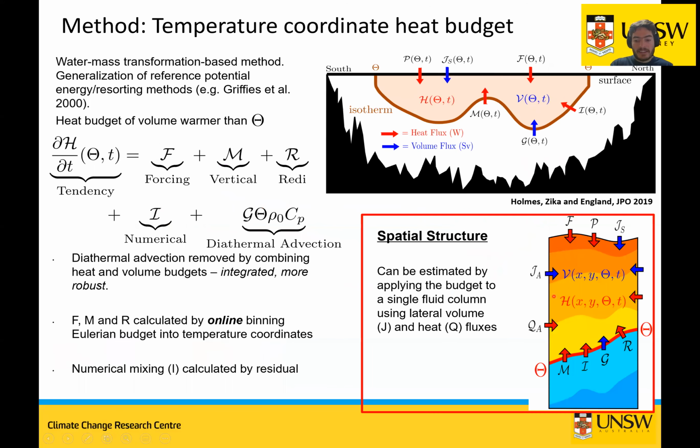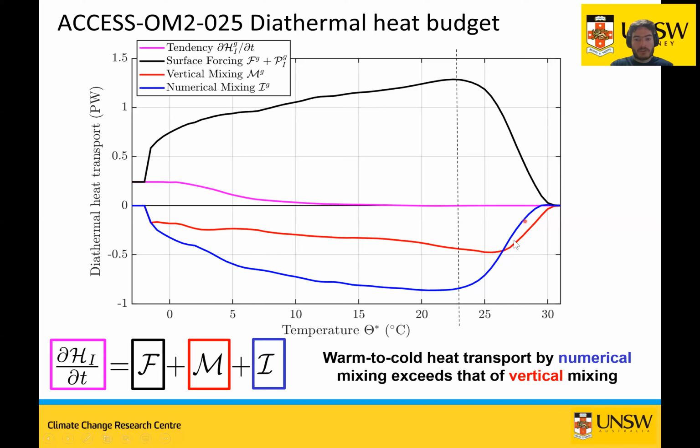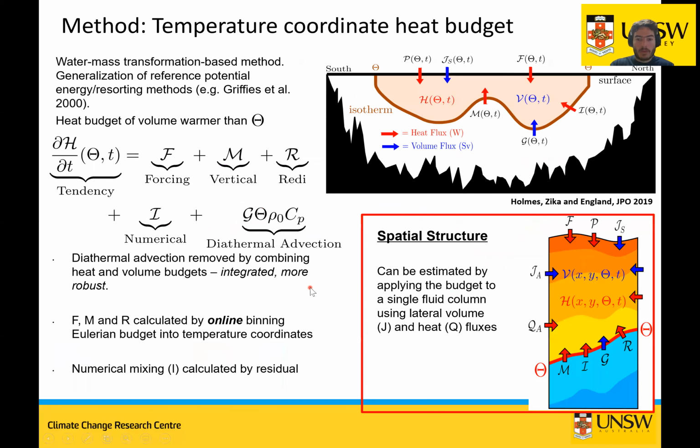Now we can extend that. This is really a global measure: we get one measure of numerical mixing for each temperature, globally integrated. We can extend this method to look at the spatial structure by applying the same idea to a single fluid column. The extra information we need to introduce to do that properly is the lateral volume and heat fluxes, the J and the Q here.